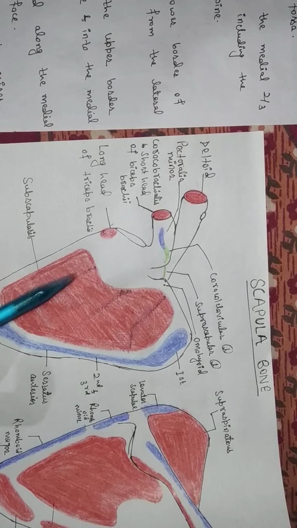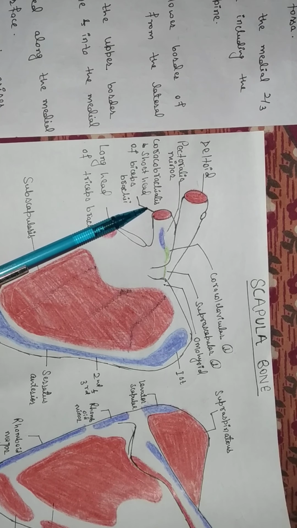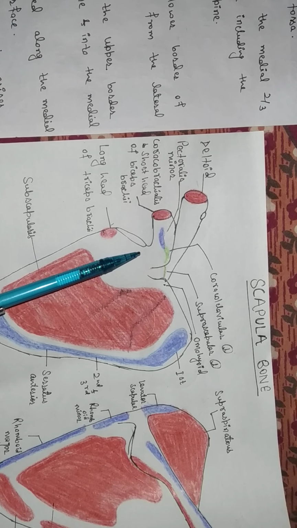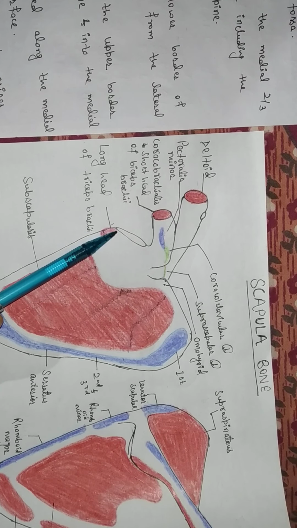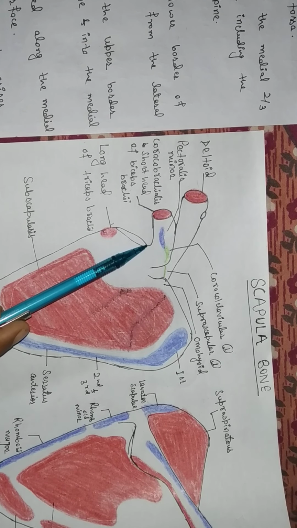After that, long head of the biceps brachii. Long head of biceps brachii arises from the supraglenoid tubercle, and the short head from the lateral part of the tip of the coracoid process. Supraglenoid tubercle is present above the glenoid cavity.